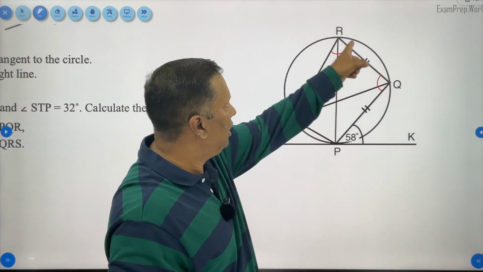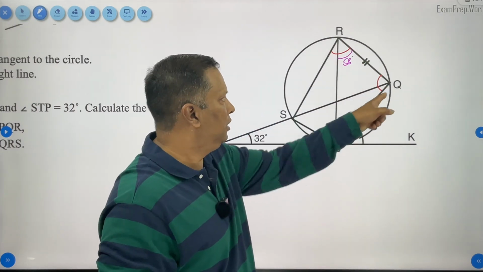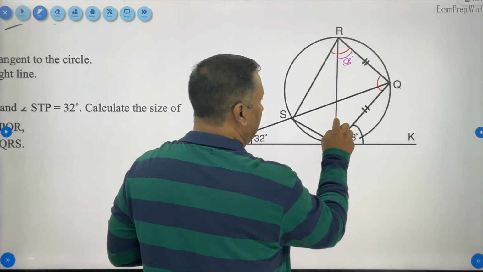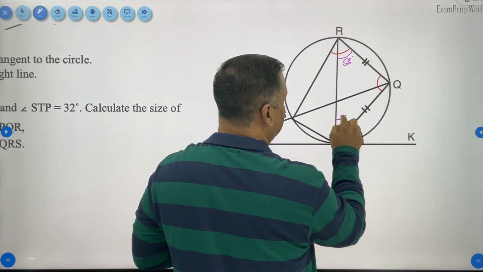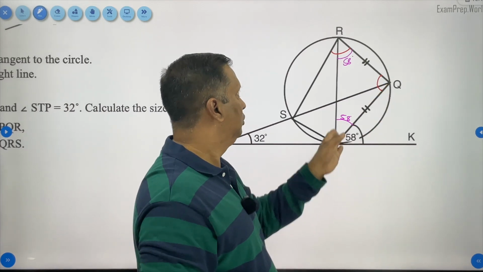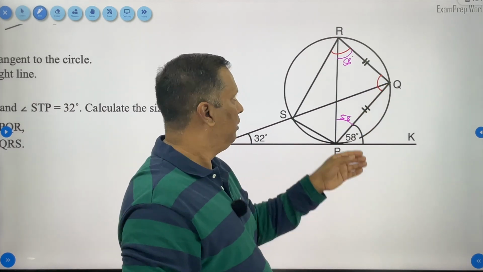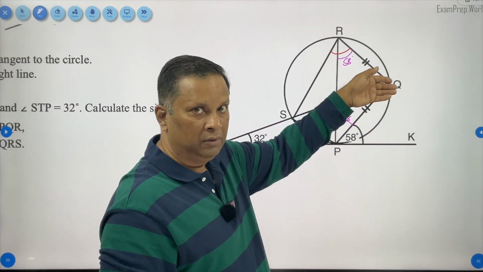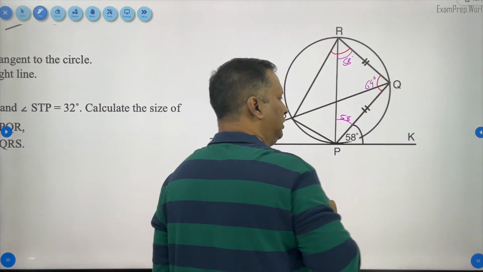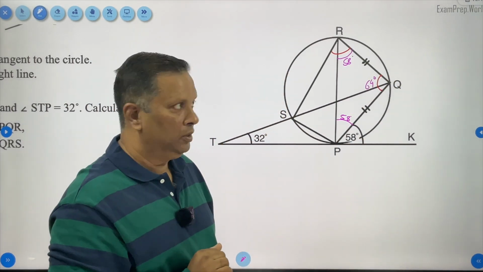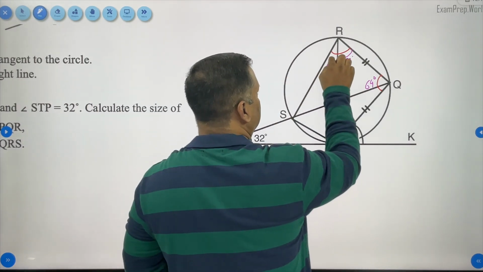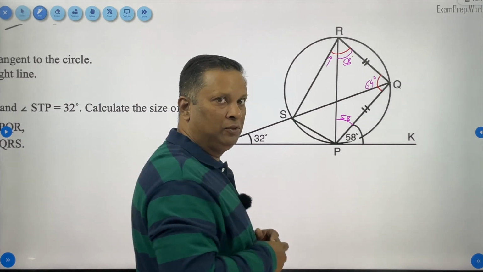Now see RQP, this triangle, RQP triangle, isosceles triangle, these two sides are equal. So this angle also has to be 58. Now can you find RQP? 180 minus 58 and 58, 64. So first task is done, 64. And half of this also we know. We only need to find this particular small thing. If you are able to find out this, our job will be done.